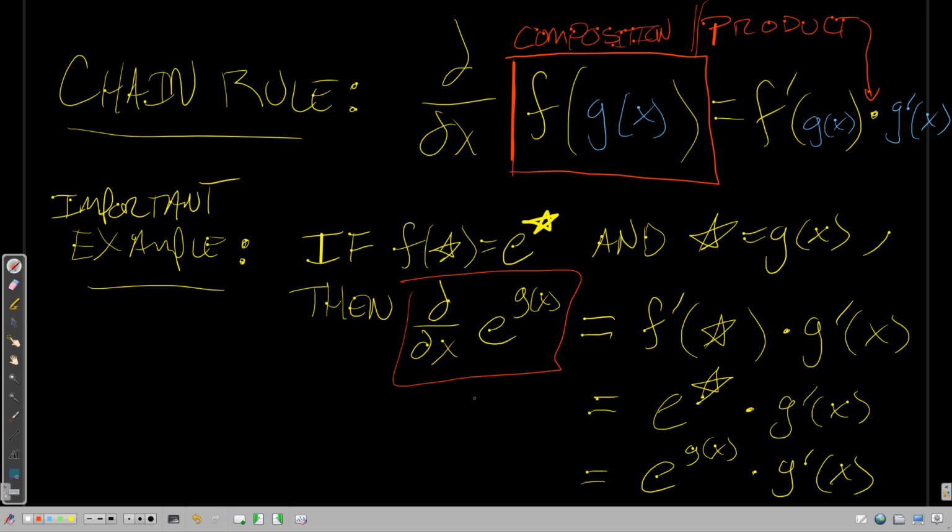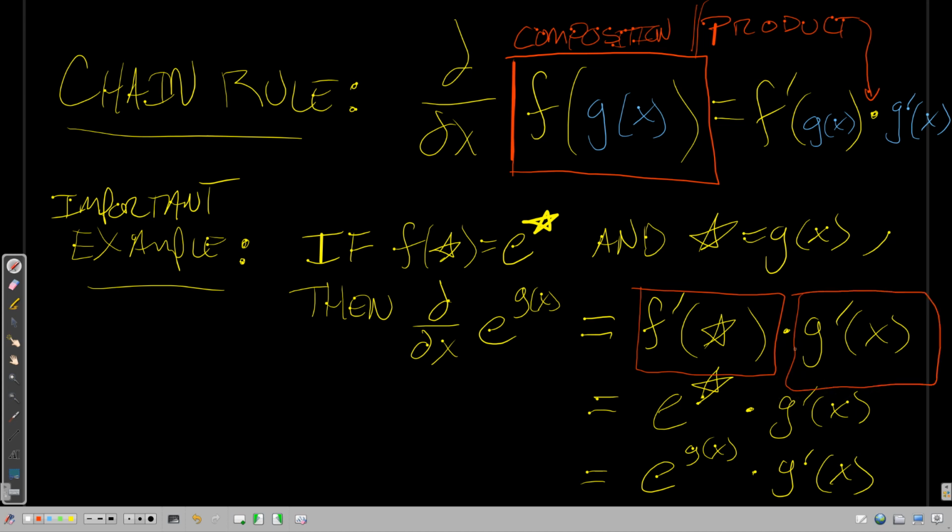In order to find the derivative of this composition of functions, I would have to compute the derivative of f. I would have to compute the derivative of g. They are then multiplied together. But I'm not going to evaluate them both at x. f prime gets evaluated at star, and g prime gets evaluated at x.